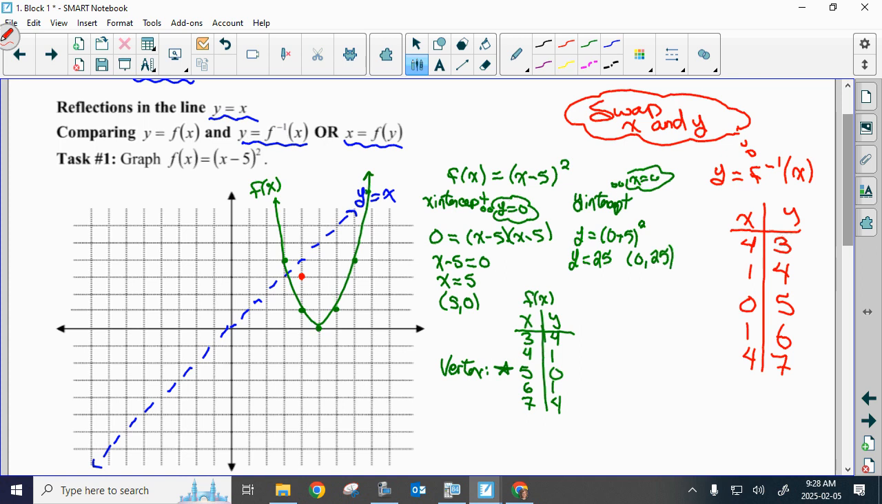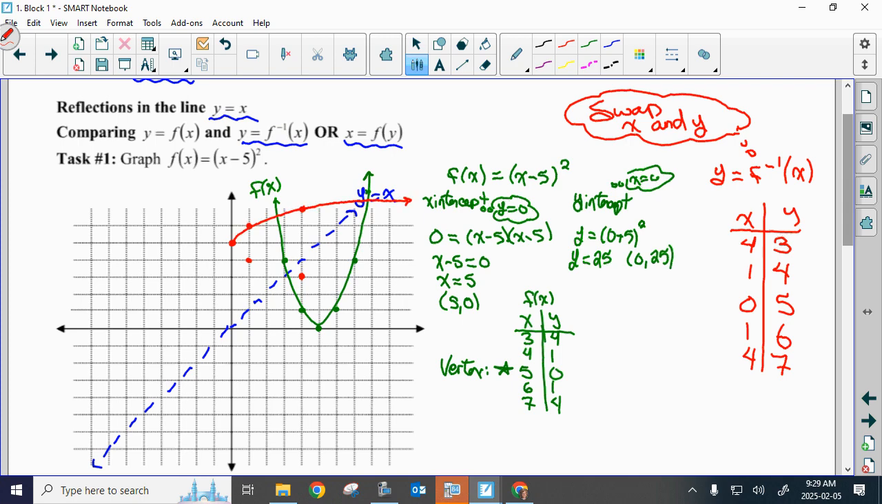Okay. My next ordered pair is (1, 4). Does it look like it's a reflection across the y equals x line? Do you guys see that? If you were to fold it here, would these two land on top of each other? And then we've got (0, 5). These would be reflections. And then I've got (1, 6). And then finally I've got (4, 7). So I'm going to graph my parabola.